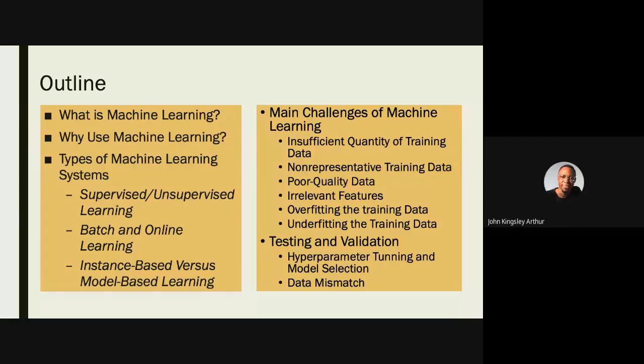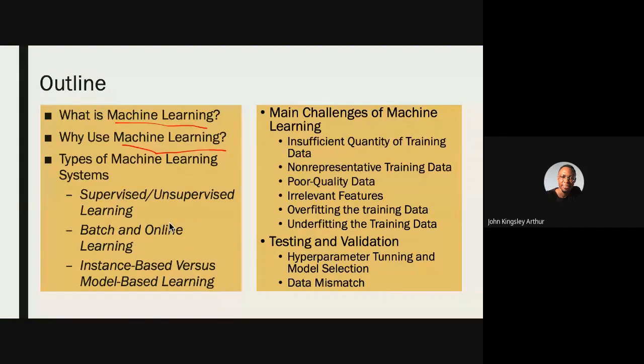What we'll be looking at today is to define machine learning, and then also to tell why use machine learning, and then we'll quickly look at the various types of machine learning, moving from supervised and unsupervised, batch learning and online, and then also look at instance-based as against model-based learning, as the types of machine learning systems.